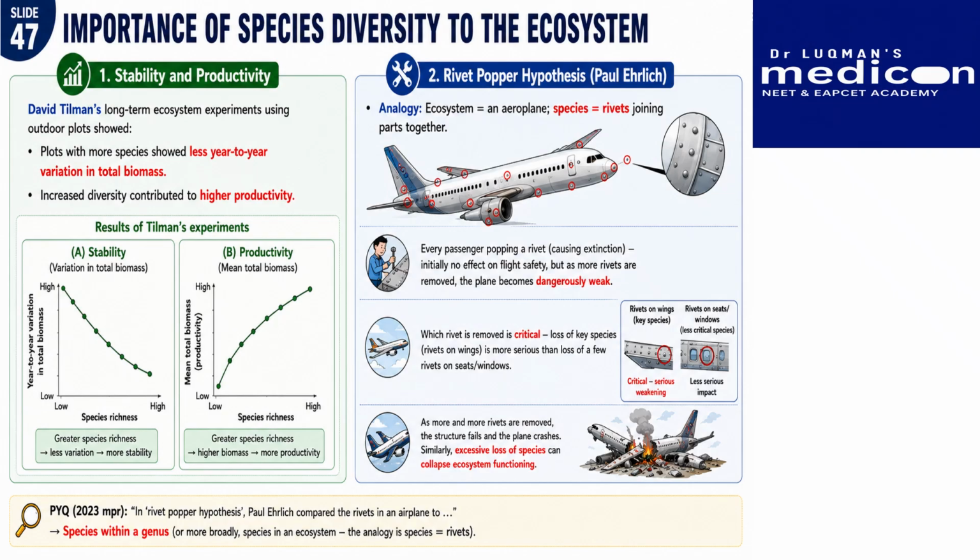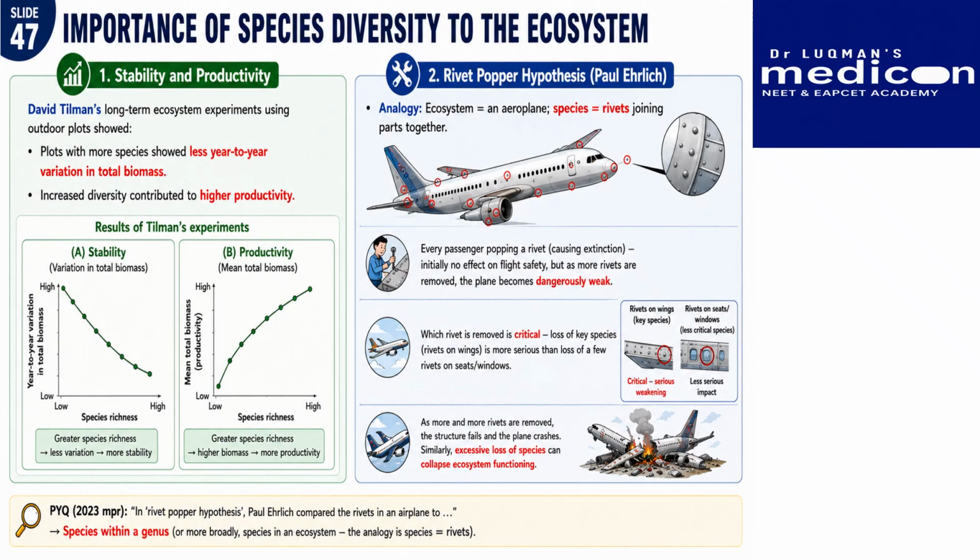Every passenger popping a rivet causes extinction. Initially there is no effect on flight safety, but as more rivets are removed, the plane becomes dangerously weak. Which rivet is removed is critical. Loss of key species, the rivets on wings, is more serious than loss of a few rivets on seats or windows.